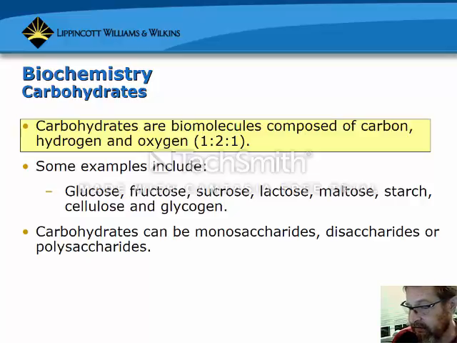And that could be C6H12O6. Almost any way of arranging the atoms such that they are in that ratio will make them a carbohydrate. Some of the very common ones are glucose, fructose or fruit sugar, sucrose, which is table sugar, lactose, the sugar in milk, starch, cellulose, and glycogen.